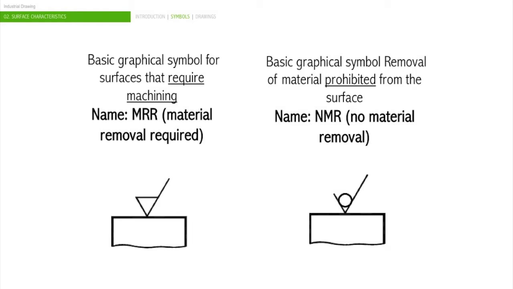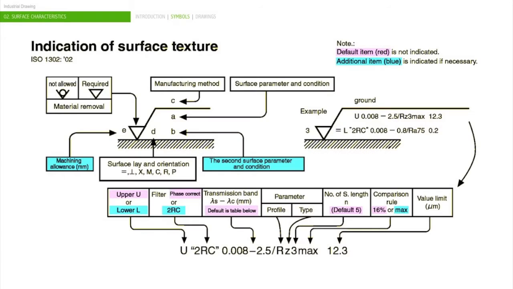If removal of material by machining is required for obtaining the specified surface, a bar shall be added to the fundamental graphical symbol, as you can see in the figure. If removal of material is not permitted for obtaining the specified surface, a circle shall be added to the fundamental graphical symbol. Here you can see a summary of the ISO 1302 standard.